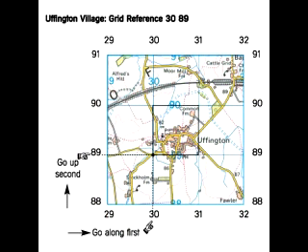Can you explain how to use a 4-figure grid reference? Begin by looking along the bottom of the map until you find the first 2 numbers of your grid reference. Next, look up the side of the map until you find the second 2 numbers. Follow both lines until you reach the point where they meet. The grid square above and to the right of that point is the relevant grid square.